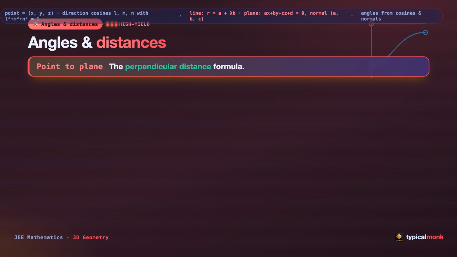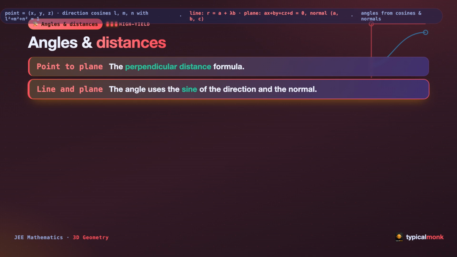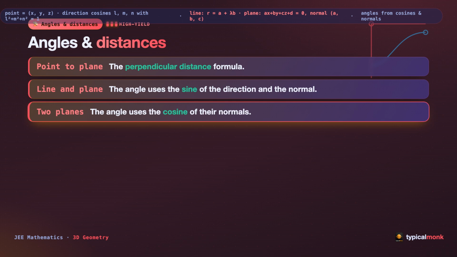Now the angles and distances. Point to plane: the perpendicular distance formula. Line and plane: the angle uses the sine of the direction and the normal. Two planes: the angle uses the cosine of the normals.